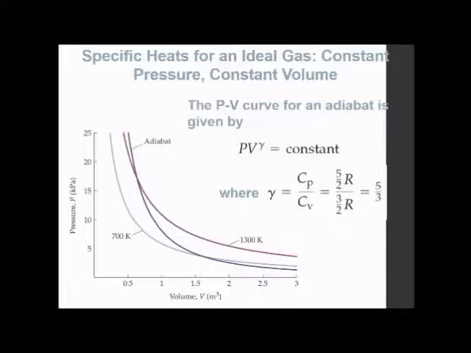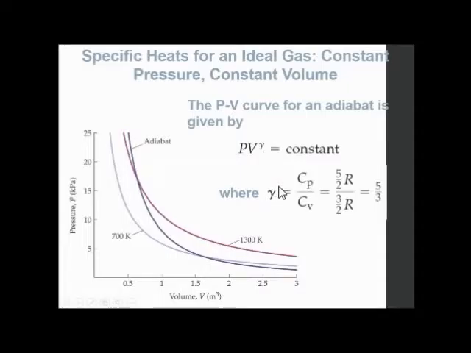Now the PV curve for adiabatic is given. In case of adiabatic conditions, we should remember PV to the power gamma is equal to a constant, and this gamma is of very much importance, that is the ratio of Cp to Cv. In the adiabatic PV curve, there is a decrease with respect to the volume. You can consider it as a logarithmic decrease or exponential decrease. Better to consider it as a logarithmic decrease. So PV to the power gamma is a constant, where gamma is Cp by Cv.